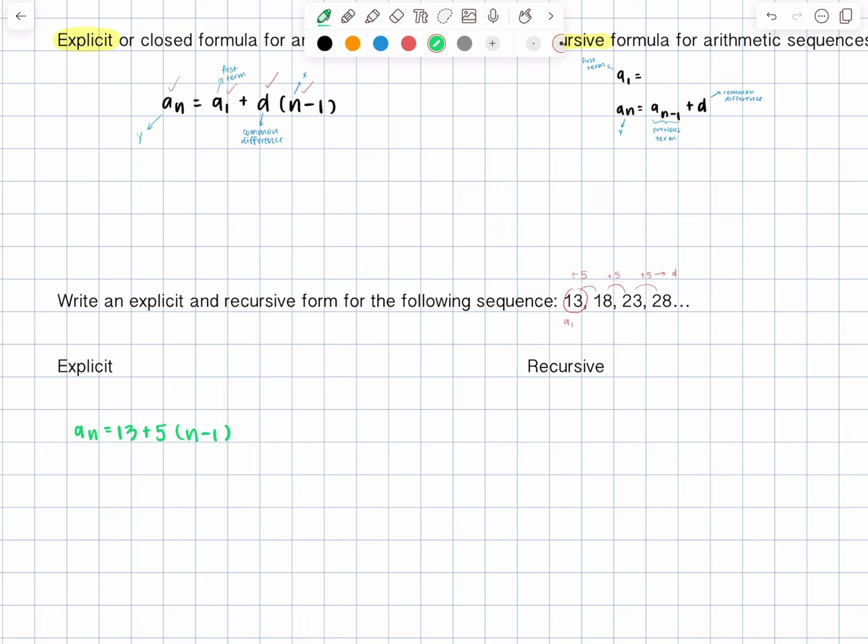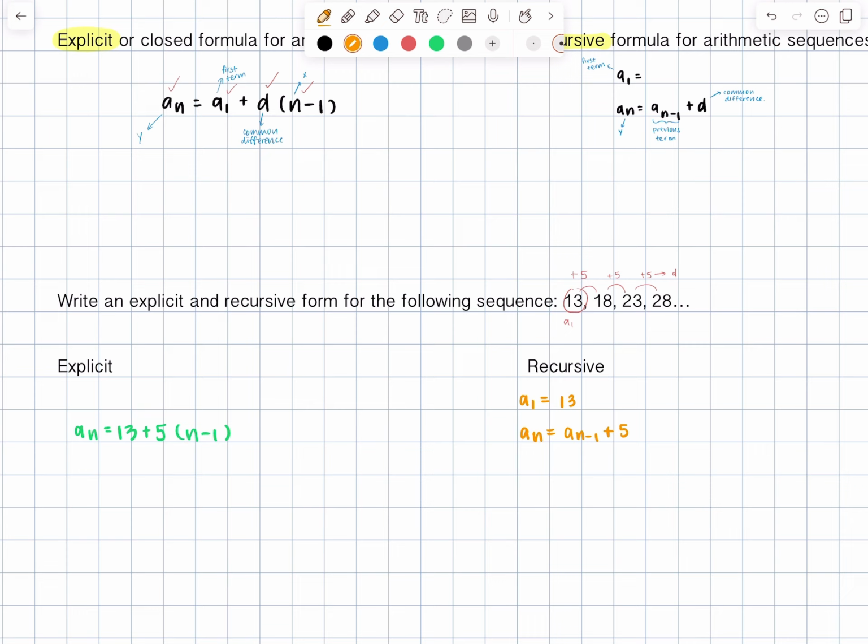Now for the recursive formula, I'll choose a different color. My first term, again, is the same, 13. And then a sub n, again, we don't write the y and x as in our slope formula, so we don't have to state that value here either. The previous term: a sub n minus 1 plus d. So for this part, all we need to do is write a sub n equals a sub n minus 1, still in the subscript, plus 5. So notice that they're the exact same thing.